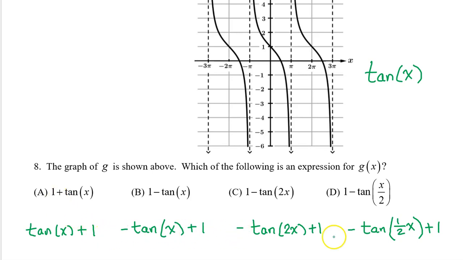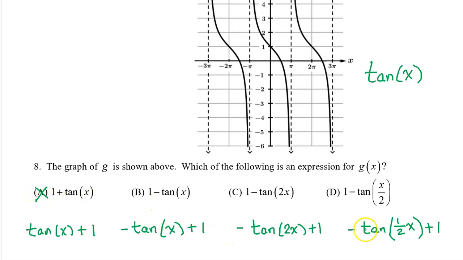The parent function tangent is always increasing, so I'm noticing that this function is a decreasing function from left to right. A vertical translation will not switch tangent from increasing to decreasing. So if A was the answer, we would be looking at an increasing function. So we know that A cannot be the answer.